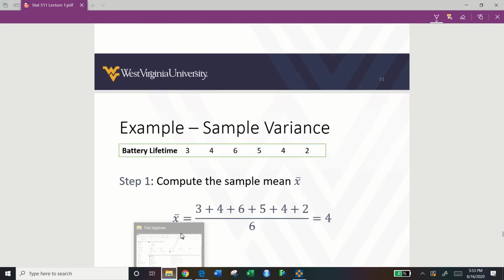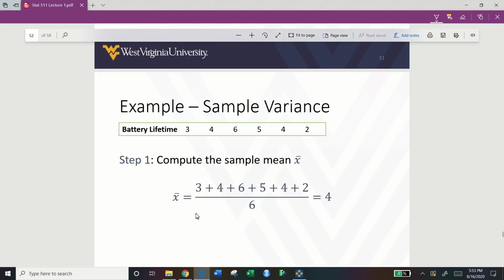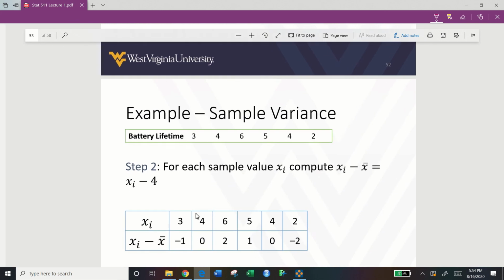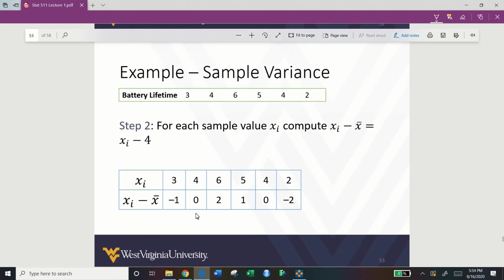To start off, we are going to calculate our sample mean. So we are going to add our 6 observations together, 3 plus 4 plus 6 plus 5 plus 4 plus 2, divided by 6. This will give us a sample mean of 4. Step 2, we're going to subtract each of our individual observations from our sample mean of 4.